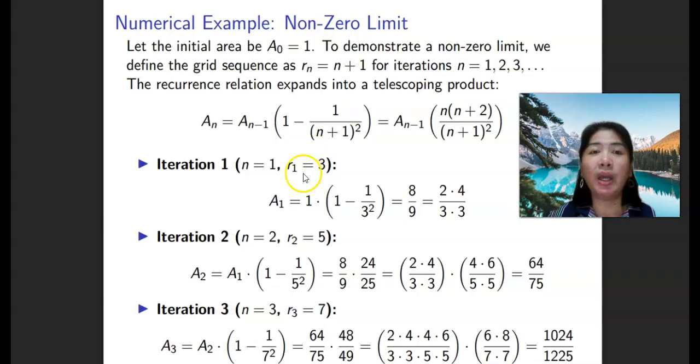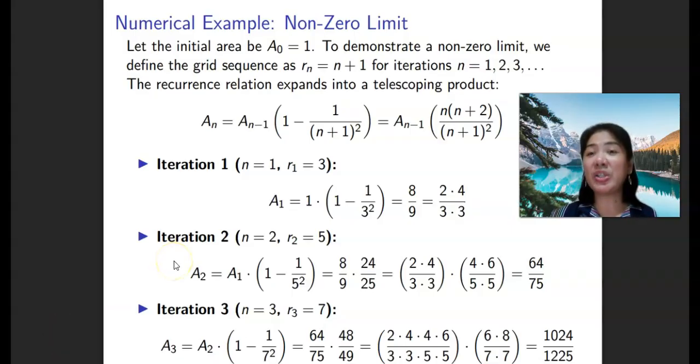So at level 1, the previous area is 1, and n is equal to 1. The remaining fraction will be computed as 1 minus 1 over 3 squared. And 1 over 3 squared is 1/9, so 1 minus 1/9 is 8 over 9. Breaking down 8 over 9 into factors, we have 2 times 4 all over 3 times 3.